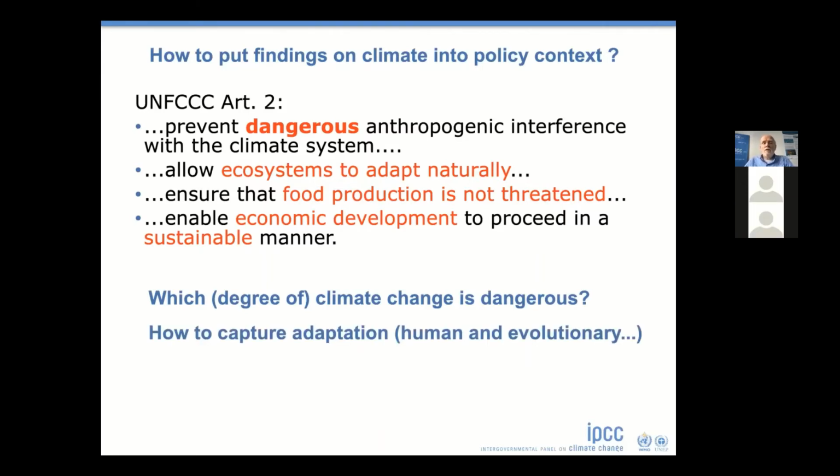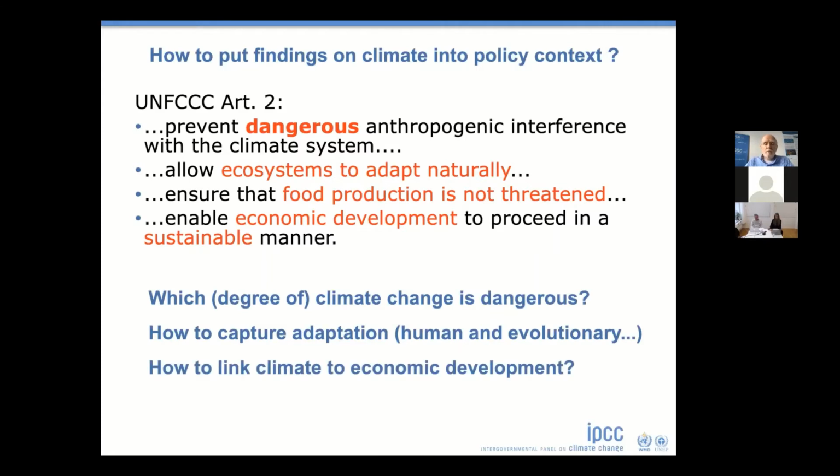How do we capture actually adaptation? Most of the discussion on adaptation in the UNFCCC context is human on human action, but there is also, as we know as biologists, evolutionary adaptation. And how do we link climate to economic development? That's an important question to ask. And for us, as this community, a question to ask is actually, in this wide context, what kind of place do we have here for experimental studies, be it experimental studies on individual species or on mesocosms, trying to understand how an ecosystem functions.